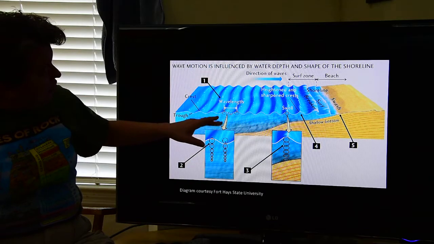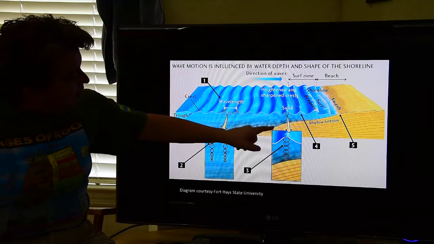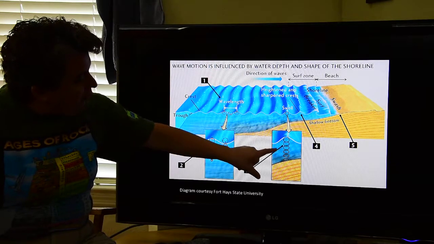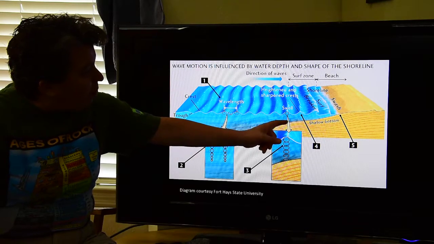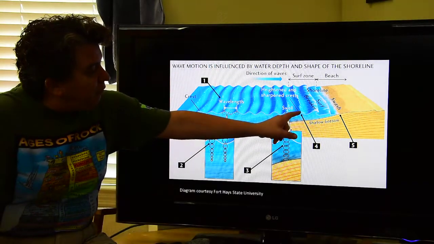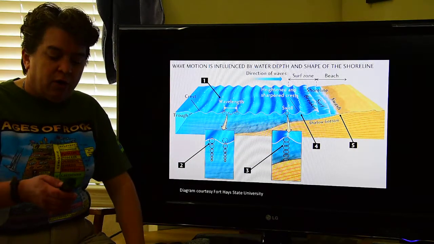So that's what we're trying to show here. There's our orbital motion, right? And these waves come in, but right about here, wave base encounters the bottom, so the wave is feeling bottom. So the waves grow and then form breakers that then wash onto the beach.